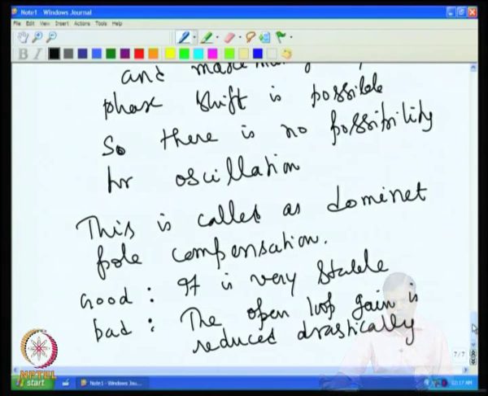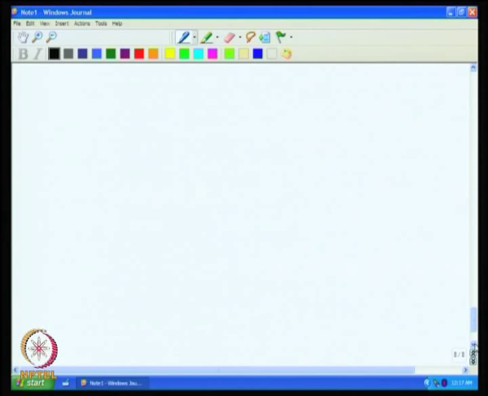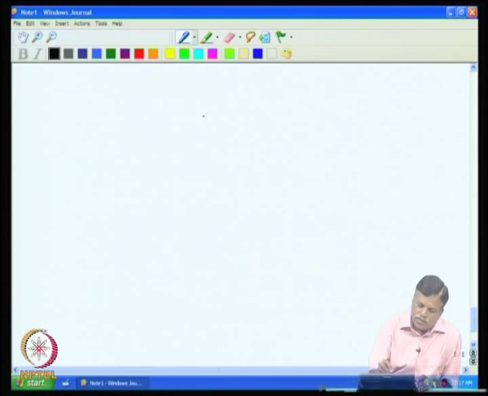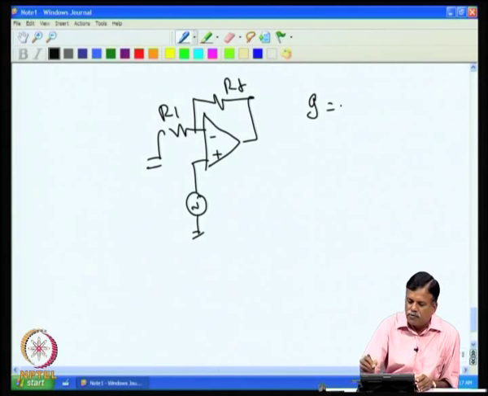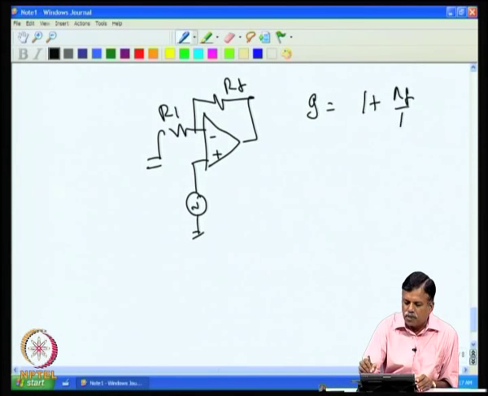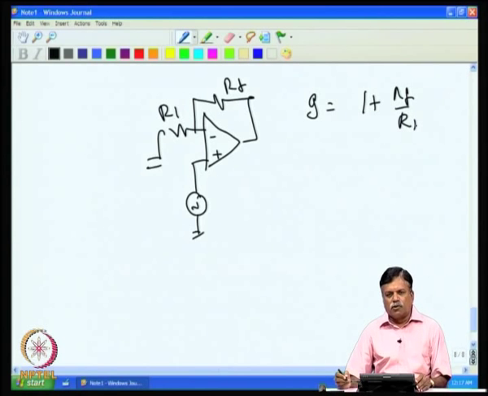Nevertheless, most op amps, particularly the general purpose op amps, follow this route, that is, they do the dominant pole compensation, so that we can use the op amp for a variety of applications. So, if I take the operational amplifier and look at the closed loop gain, then if I put two resistances here, RF and R1, the gain is given by 1 plus RF by R1. Now this is the gain at low frequency.